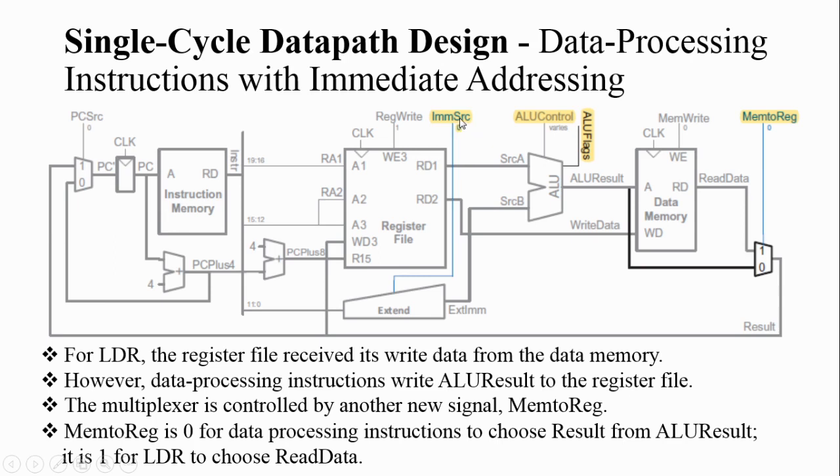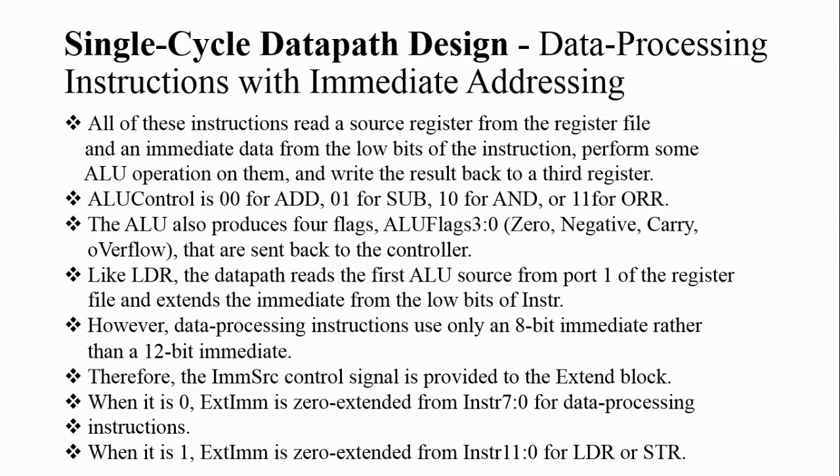So if immediate source is 0, that means you are configuring the 8-bit sign extension, right? You can see here when it is 0, it is 0 extending 8 bits. When the immediate source is 1, you are 0 extending 12 bits, right? So 12-bit sign extension will be done for LDR and STR. 8-bit sign extension will be done for data processing.